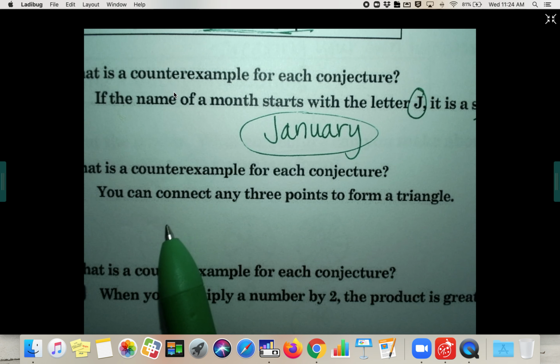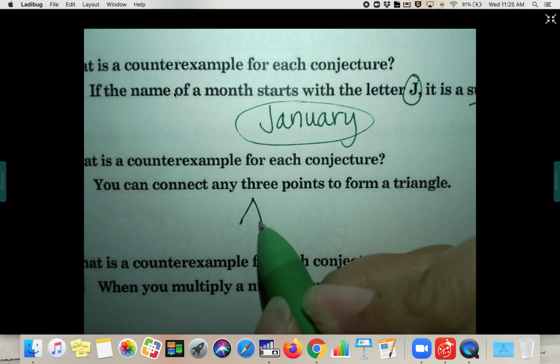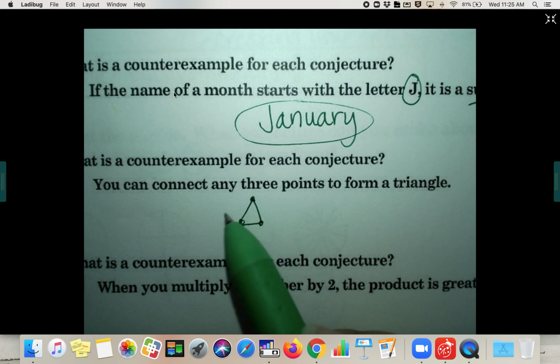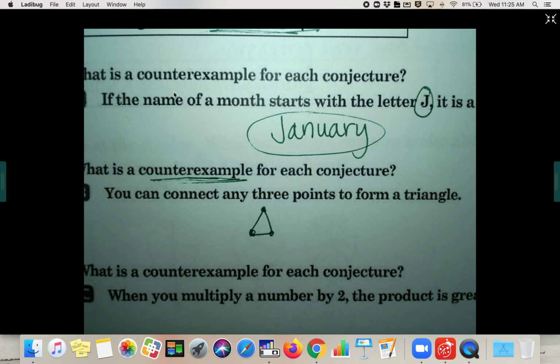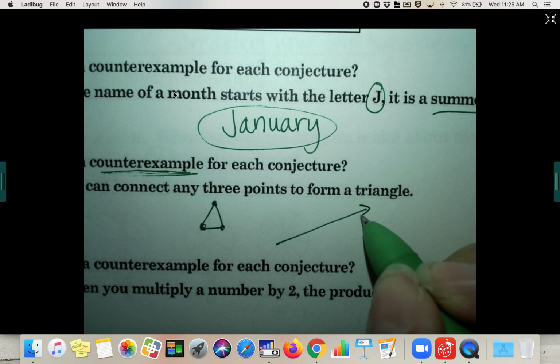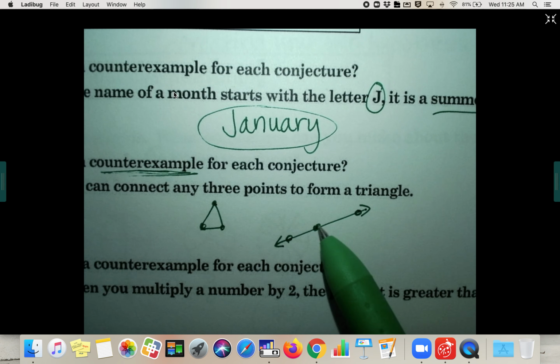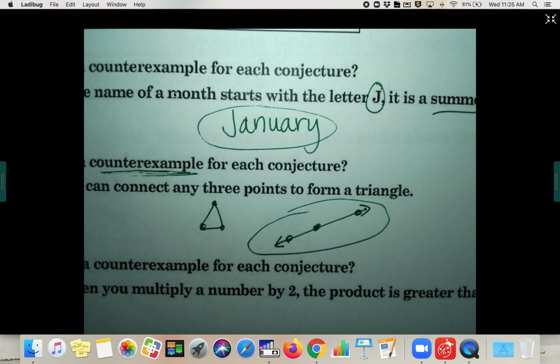All right, let's look at B. You can connect any 3 points to form a triangle. Any 3 points to form a triangle. Okay, yeah, normally yes. 3 points, boom, there's a triangle. But we're trying to provide a counterexample. Is there another example that has 3 points connected that does not make a triangle? Right away, I think of 3 points on a line. Okay, there's 3 points connected, and it is not a triangle. So here is my counterexample.